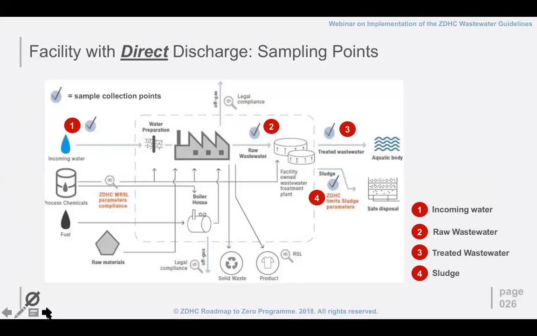But you'll see that there's incoming water, raw wastewater, and that would be before the facility-owned effluent treatment plant. And then there's number 3, treated wastewater, which is the direct discharge going to the environment. And then there is sludge, which is number 4, and that includes primary sludge and also secondary sludge, and tertiary sludge. That includes all sludges. Okay, next slide.